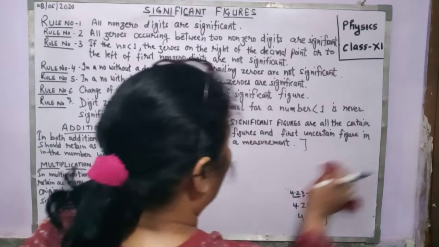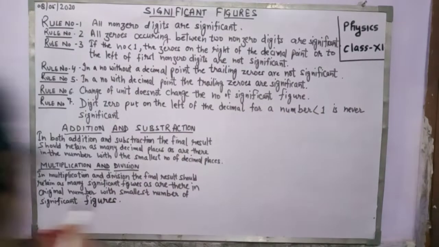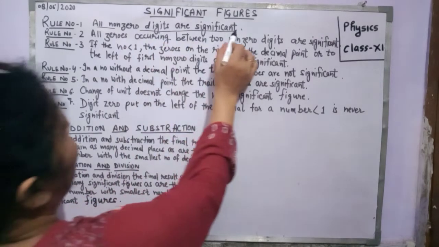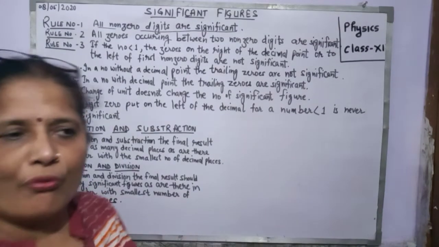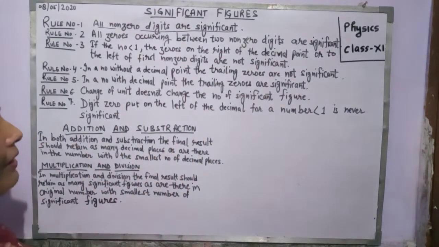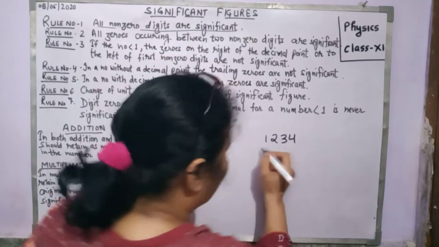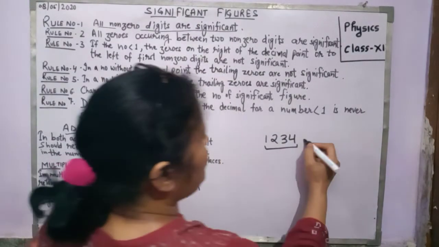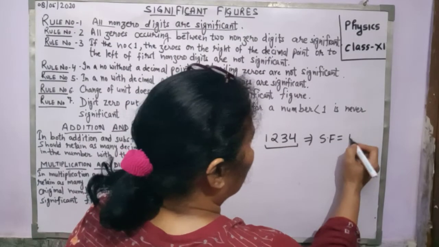There are certain rules of significant figures. The first rule is all non-zero digits are significant. That means digits 1, 2, 3, 4, 5, 6, 7, 8, 9 are all significant. For example, if I write here 1234, all these digits are significant. How many significant figures does this number have? The significant figures are equal to 4.